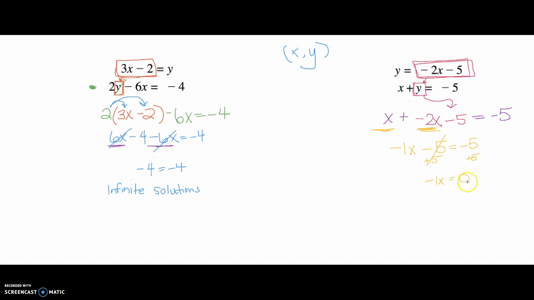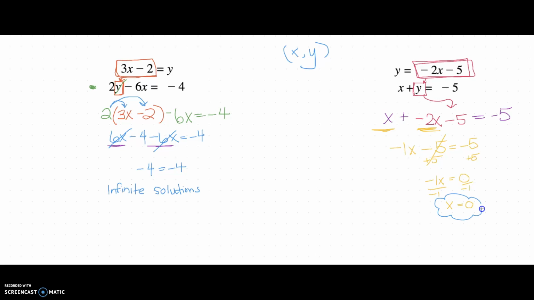Don't be alarmed by that. 0 is still a number, and we still have our variable over here, so we don't have a situation like the infinite solution problem. So I still would just divide by negative 1. Well, 0 divided by anything is just 0, so x equals 0. So now I want to put a little cloud around this because that's half of my answer.